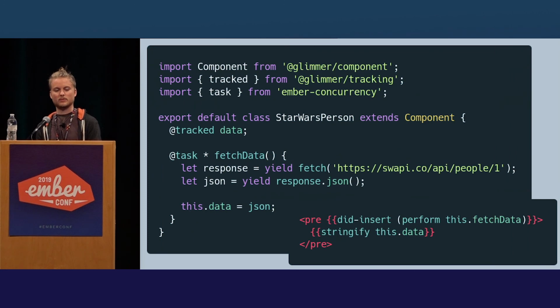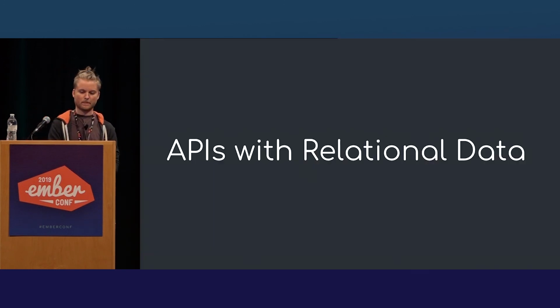Let's say we don't want to use a route, and we want to load data from a component. Maybe we want to eagerly render a UI to have the appearance of rendering quickly. Ember Concurrency provides a wonderful abstraction for dealing with those asynchronous behaviors without having to worry about unmounting race conditions.